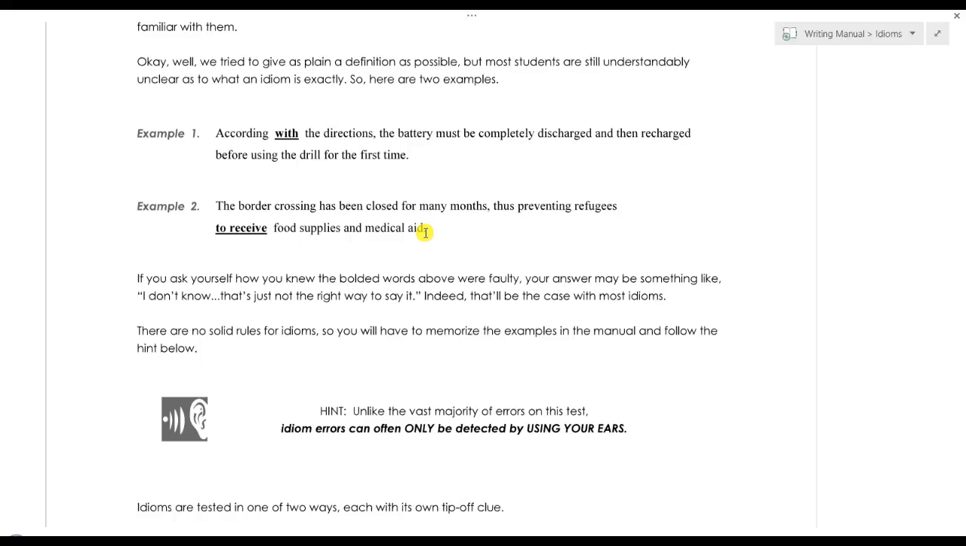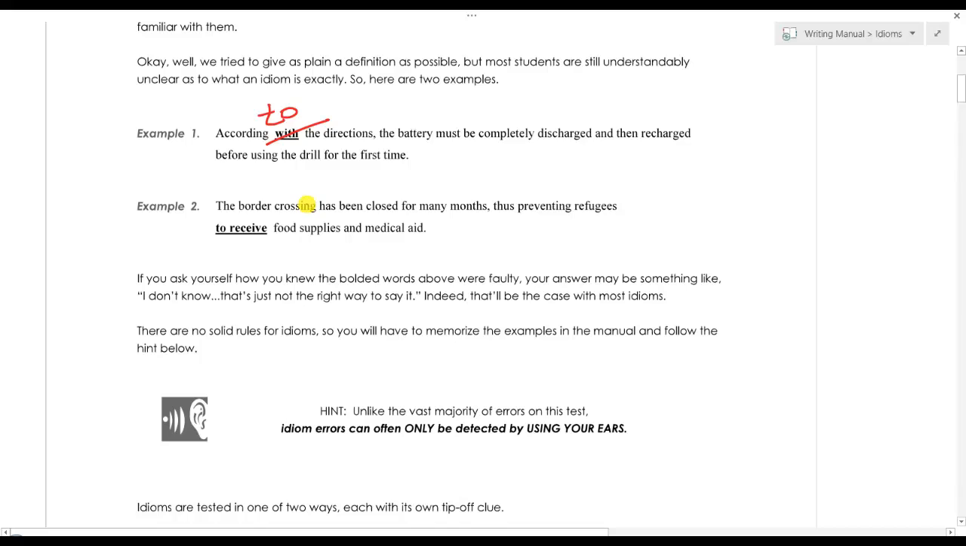In example 1, we have "according with the directions," and so on. This is not the correct idiom. In English, we do not say according with the directions. We say according to the directions. Why is that? The answer is simply that that's just not what we say in English. We don't say according with, we say according to.